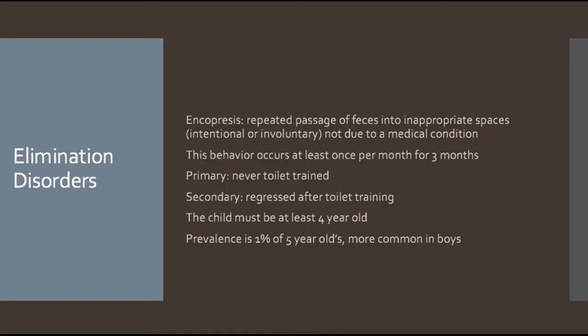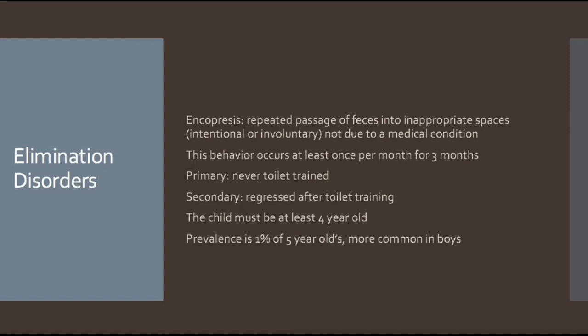And I'll finish up with the elimination disorders here because I think I have enough time to cover them. Elimination disorders are also kind of important, and they tend to be pretty testable points. So encopresis is repeated passage of feces into inappropriate spaces. It could be intentional or involuntary, and it's not due to a medical condition. The behavior occurs at least once per month for 3 months.